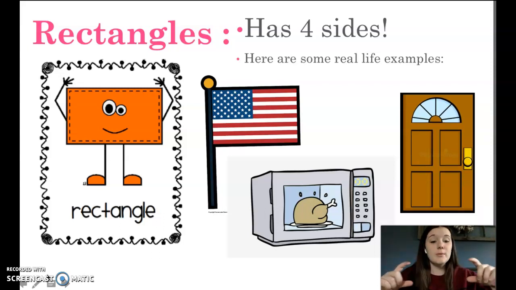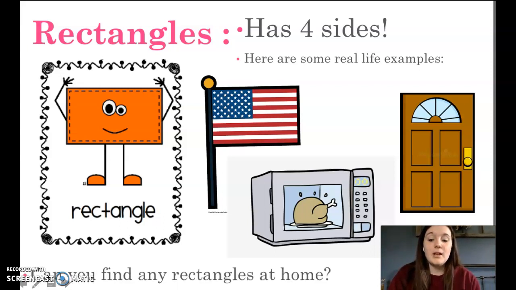Rectangles can go this way and they can also go this way. So they can go long ways or they can go up and down as long as two sides are longer than the other two. Can you find any rectangles at home? Take a minute and look around.